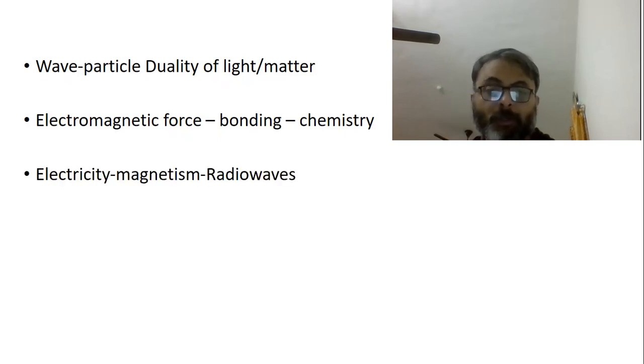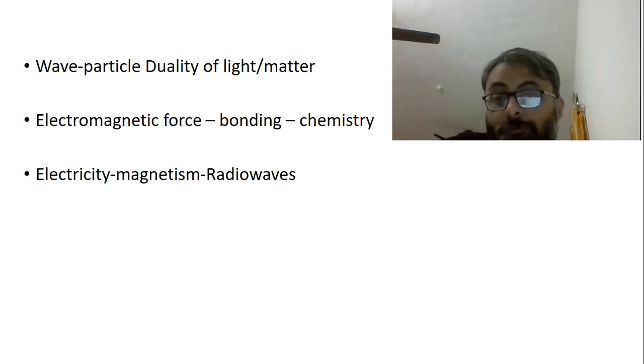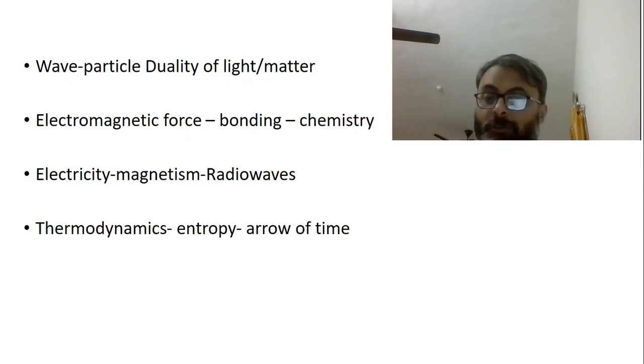Electricity, magnetism, radio waves, all of this can be very nicely explained with DGR as well. So DGR basically goes very nicely with all of these theories without much effort. Thermodynamics, entropy, arrow of time. All these things are very nicely explained by DGR. So how and why?